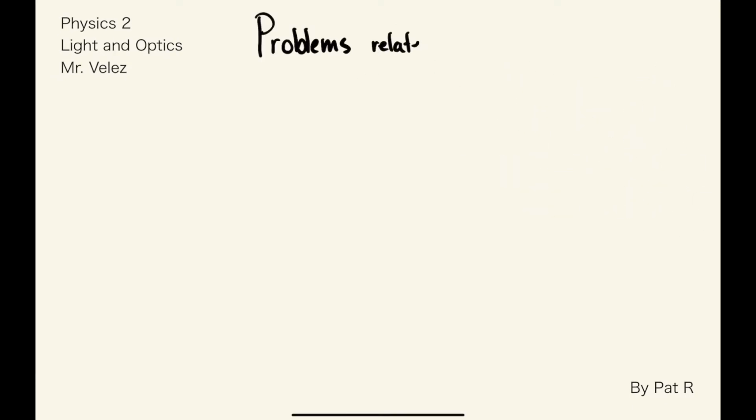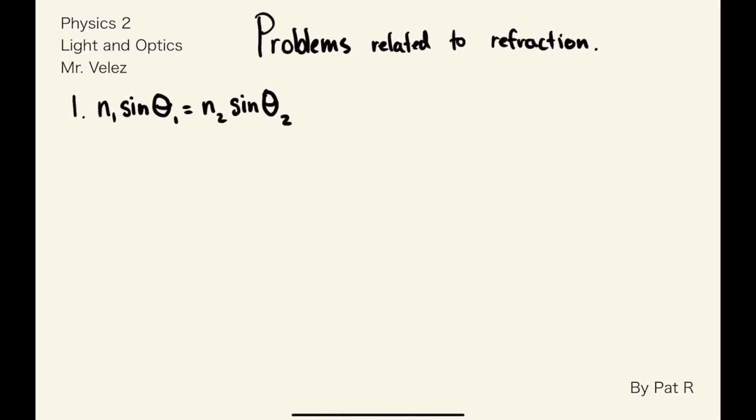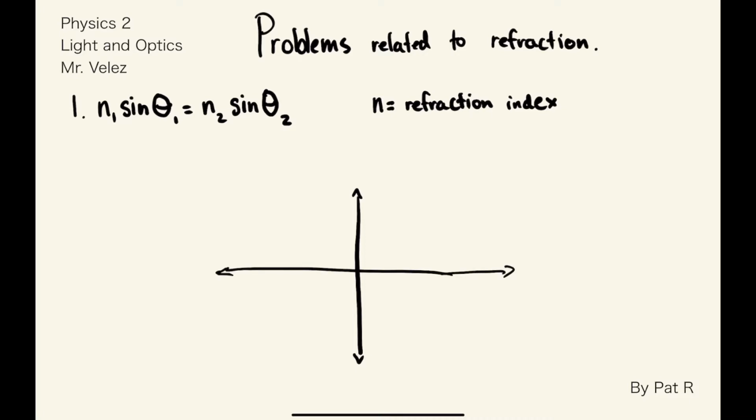So let's get on to some math related problems related to refraction. Here we have Snell's law, which indicates that the product of the refraction index and the sine of the angle of incidence is equal to the product of the refraction index and the sine of the angle of refraction. Here the angle of refraction is represented by the letter n. The refraction index is essentially the value of how fast light travels through that certain material.